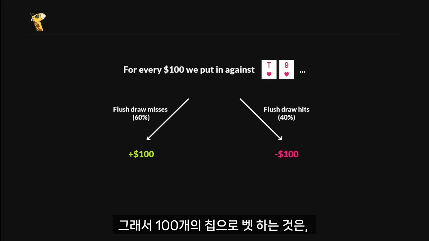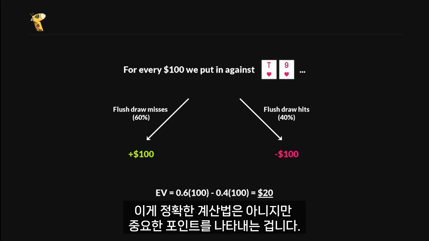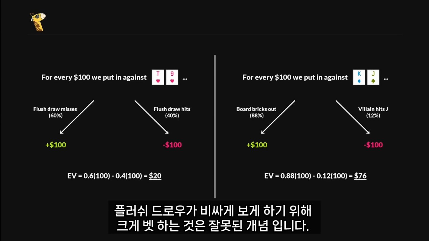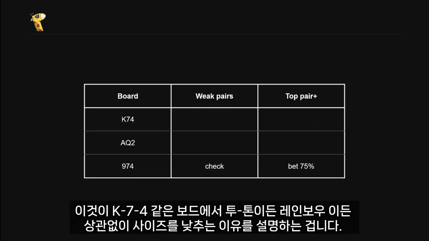So with a bet of 100 chips, we only generate 20 chips of EV against the flush draw. It's not an exact calculation, but it does illustrate an important point, that big bets are more effective against hands that have less equity against us, such as weaker top pair, and that betting big to charge the flush draws is a flawed concept. So that explains why we size down on boards like King 7-4, regardless of whether the board is two-tone or rainbow.